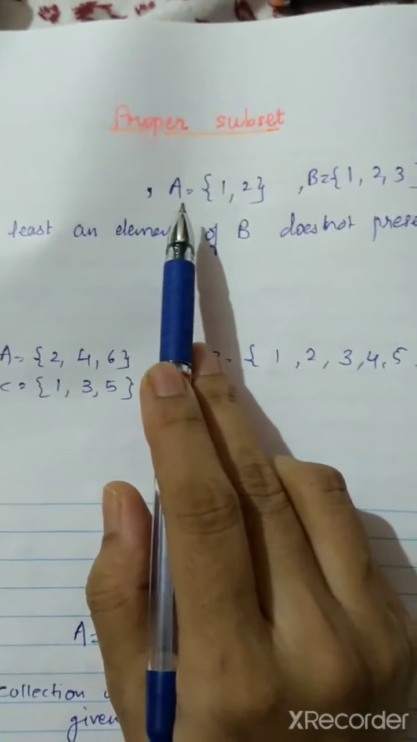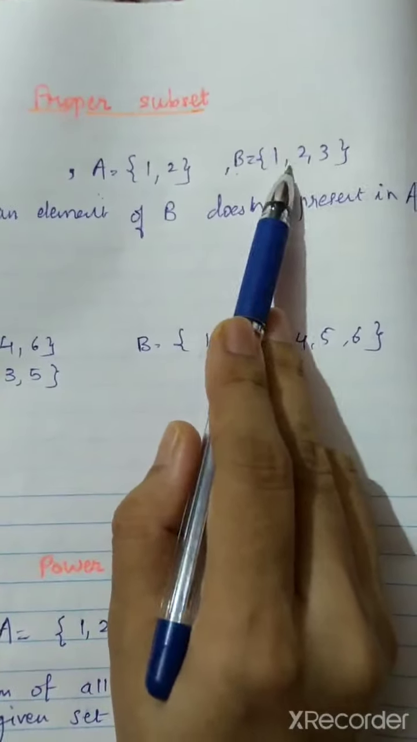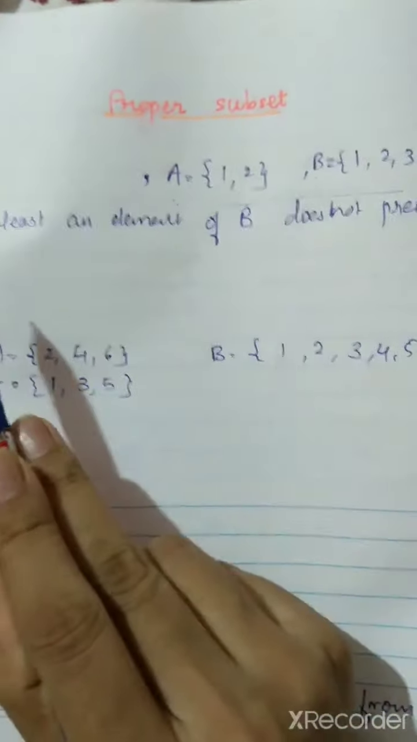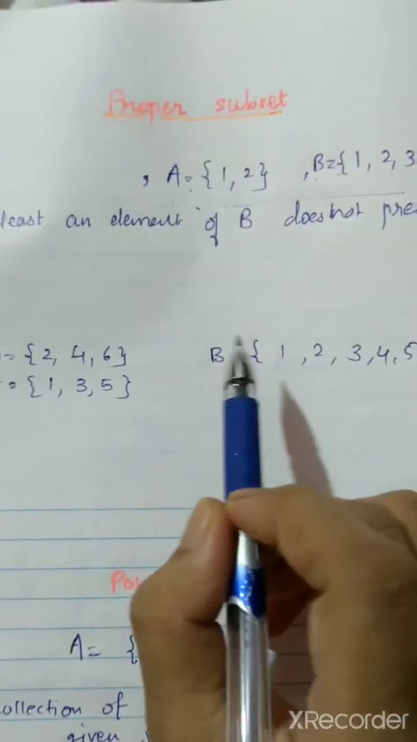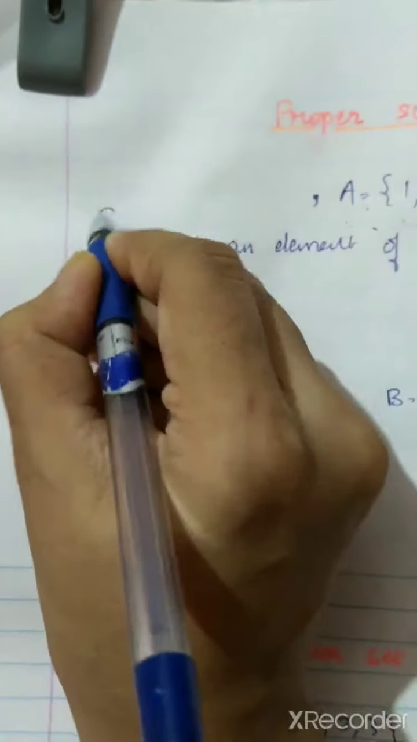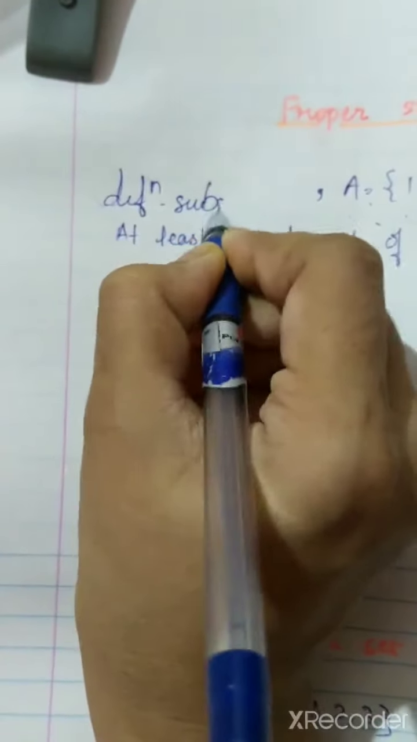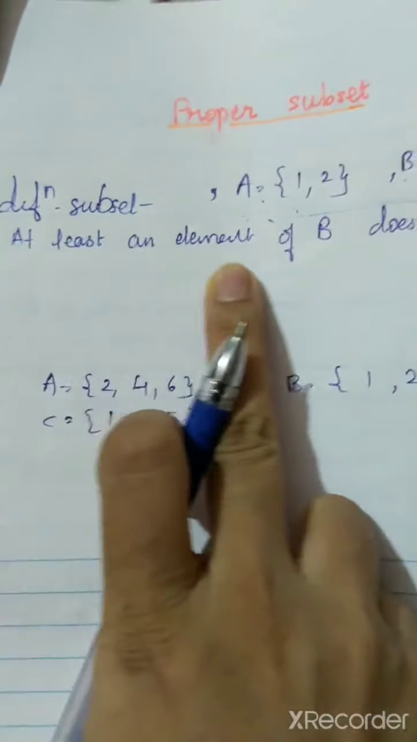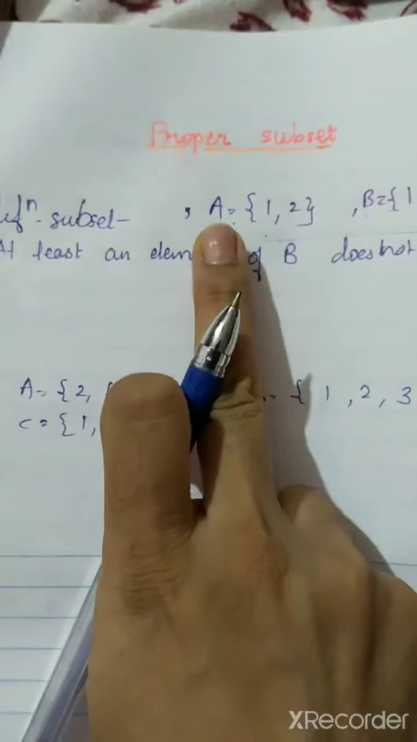Let's say you have set A as 1, 2 and set B as 1, 2, 3. This example I have given you in your subset. So here A is a subset of B, right? What is the definition of subset? At least an element of B does not present in A.